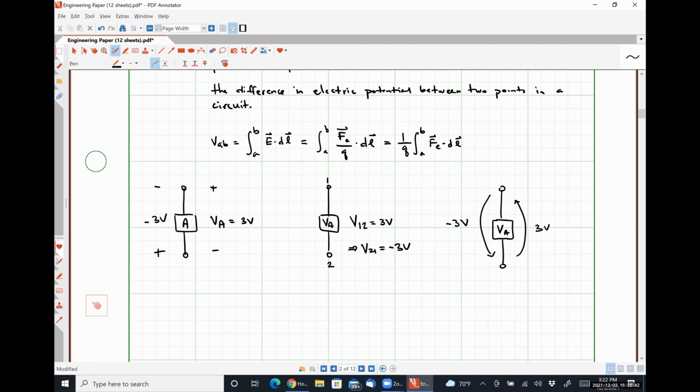All right. So any questions on representing voltages in a circuit? All right, let's talk about voltage sources then.